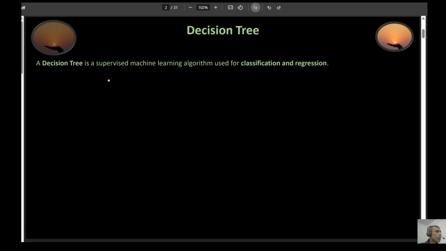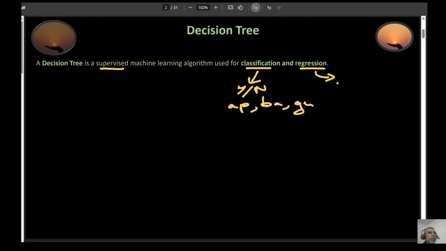Now, decision trees fall under supervised machine learning algorithms. They can be used for both classification and regression. A classification problem would be where you're trying to predict a category, maybe something is yes or no, or maybe more than one class. For example, you're trying to predict whether something is an apple, a banana, or a guava, things of that kind. Regression, on the other hand, refers to when you're trying to predict a numerical value. Maybe you're trying to predict the numerical value of a house. What is the cost of a house?